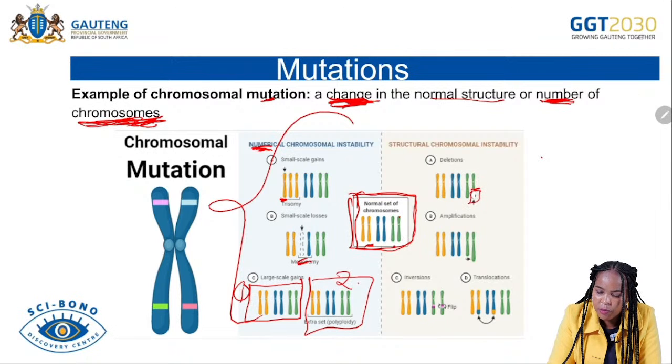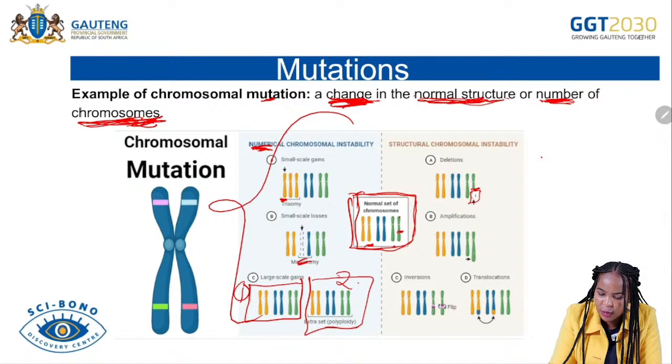This last part can be missing, like it's cut. So then it is deleted of some sort. So now there's a change there on that number, on the structure. The structure is no longer normal. Hence we say it's a change in the normal structure of an organism.